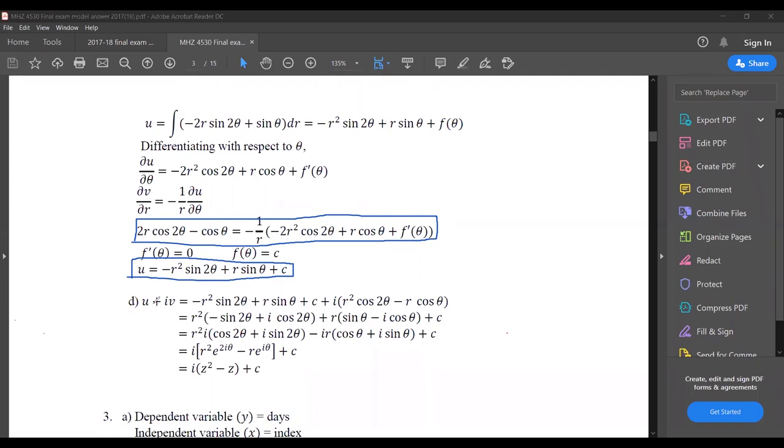In the D part, they asked us to express f(z) in terms of z, right? We know what is f(z). f(z) is U plus iV. For U plus iV, they have substituted the U which we have found here and the V which is given to us in the data. After substituting, they have taken the two theta terms as a common term, either that or with R squared. So they have taken the R squareds together and the R together.